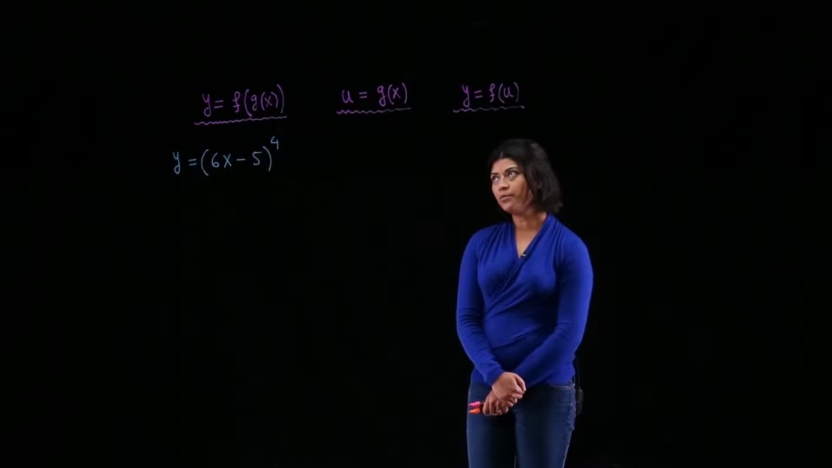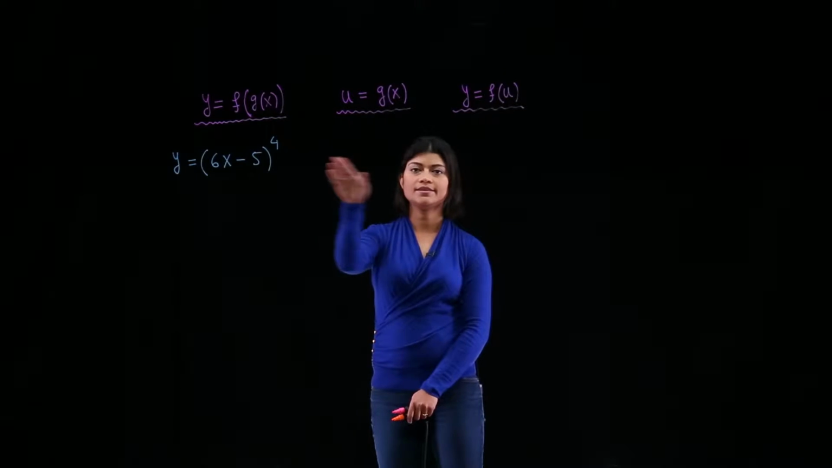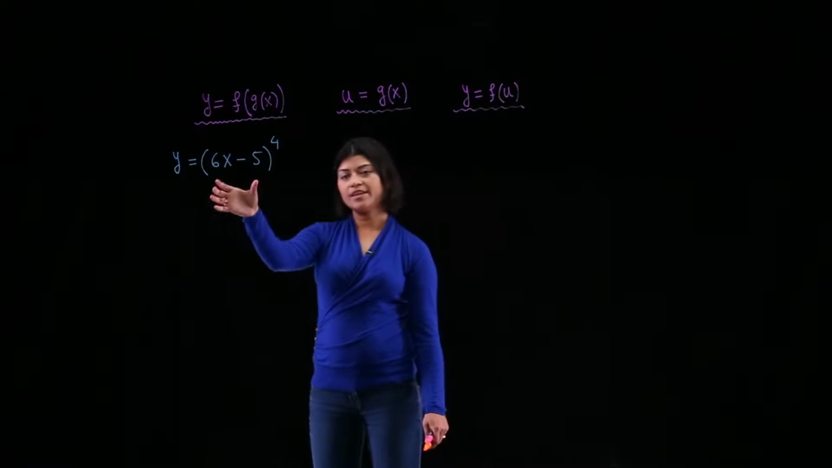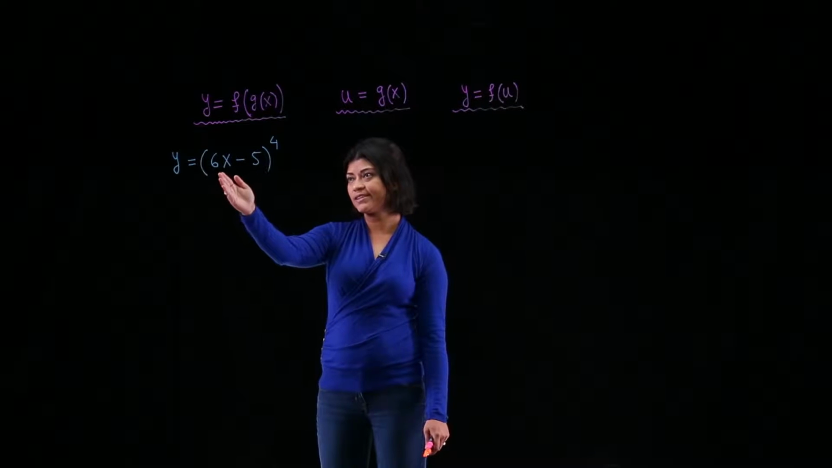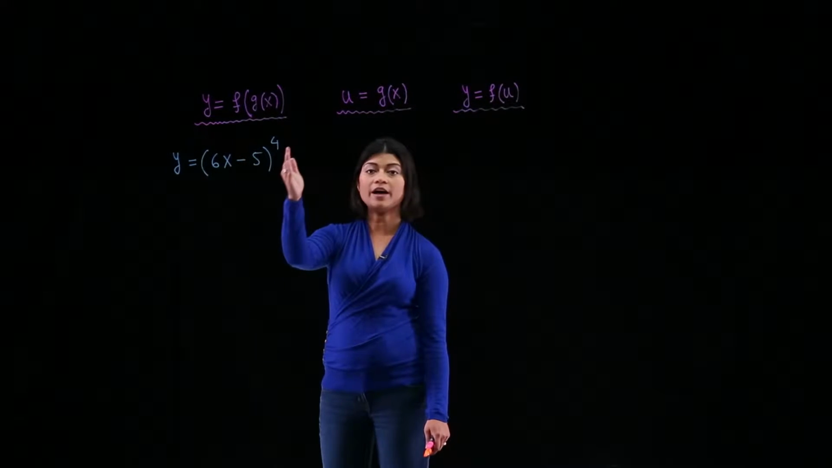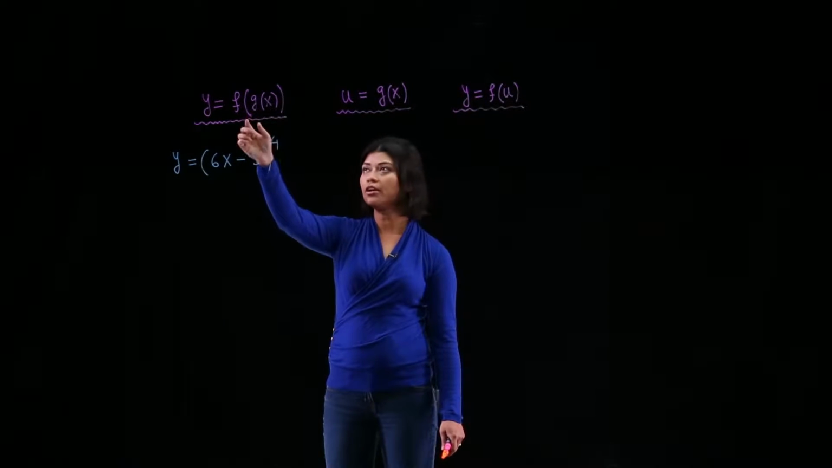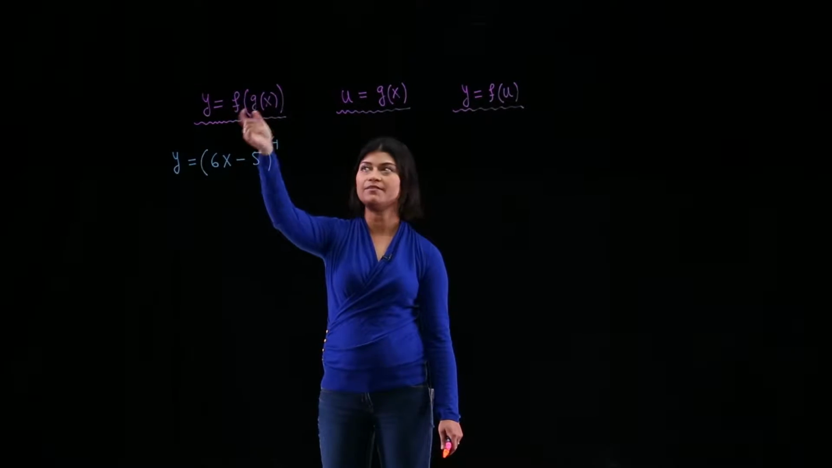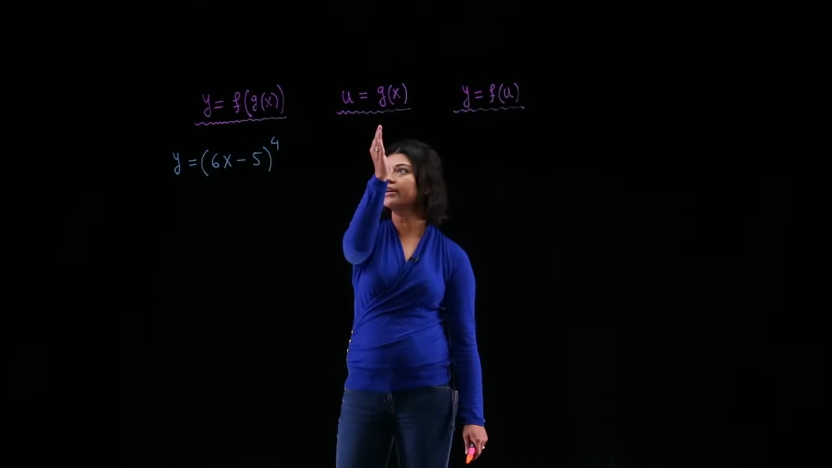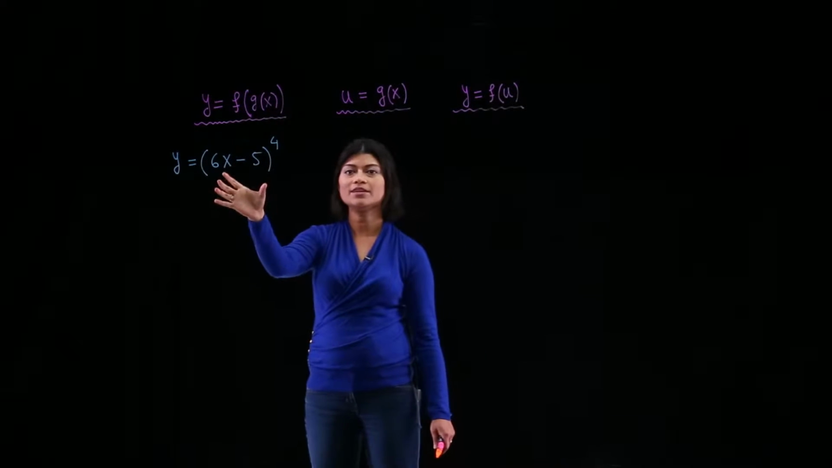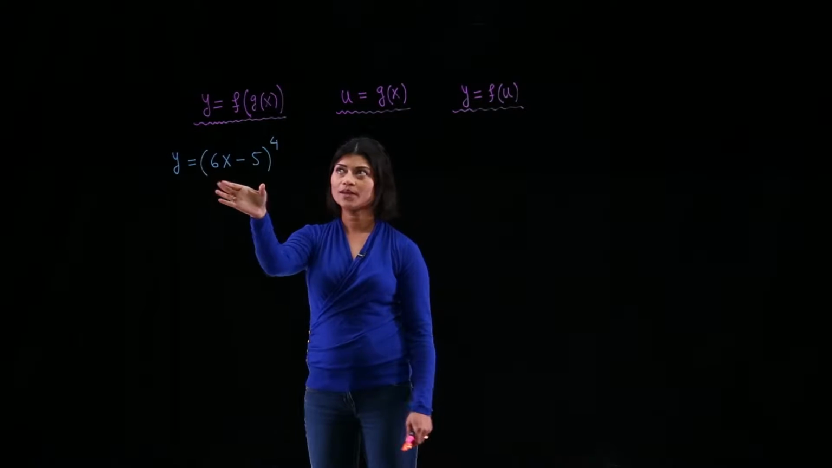Hello, I'm Papia. In this problem, we have to complete this table. Now notice that we are given this function, 6x minus 5 to the power 4. And this function is written as a composition of two functions f and g. We have to recognize what are those two functions whose composition is this one.